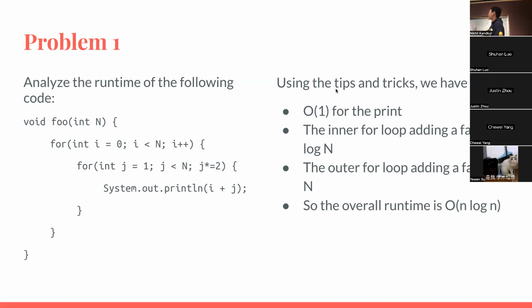Okay, so let's actually look at the solution and do this properly. So the print statement is still theta of 1, and this is a j times equals 2, which is in fact a pattern that does not add a factor of n, but adds a factor of theta of log n. So we have theta of log n for this for loop involving j, and then this for loop involving i still adds a factor of n. So our overall runtime is n log n and not n squared.